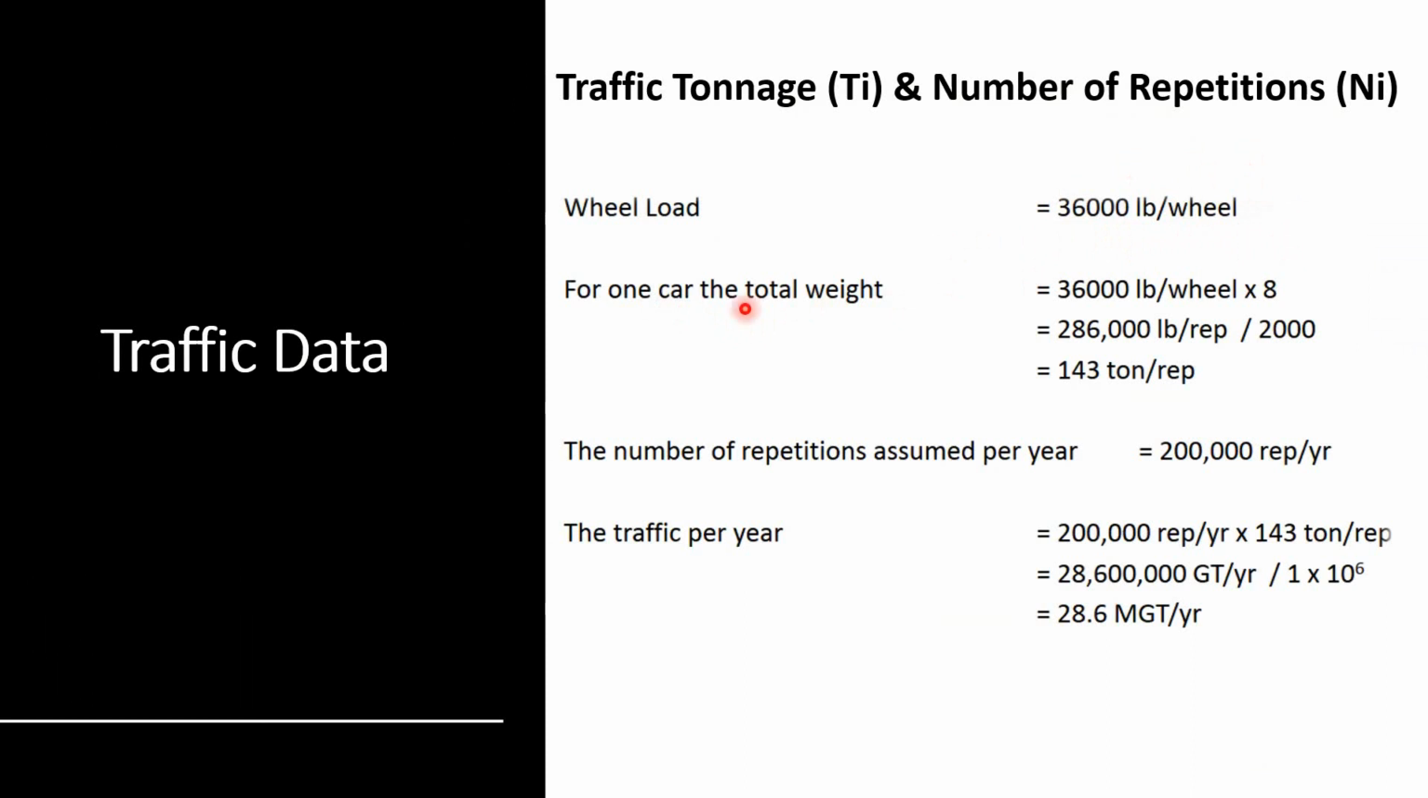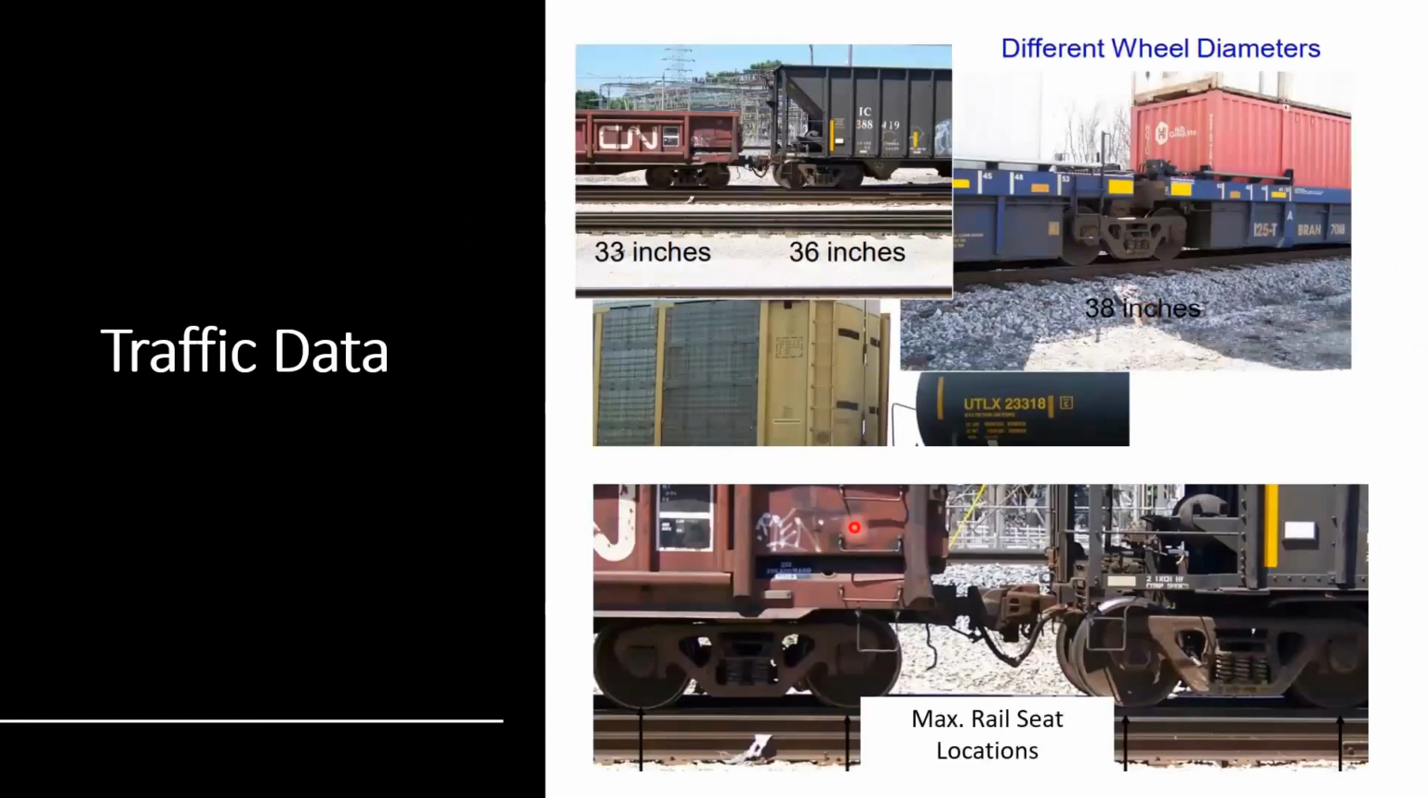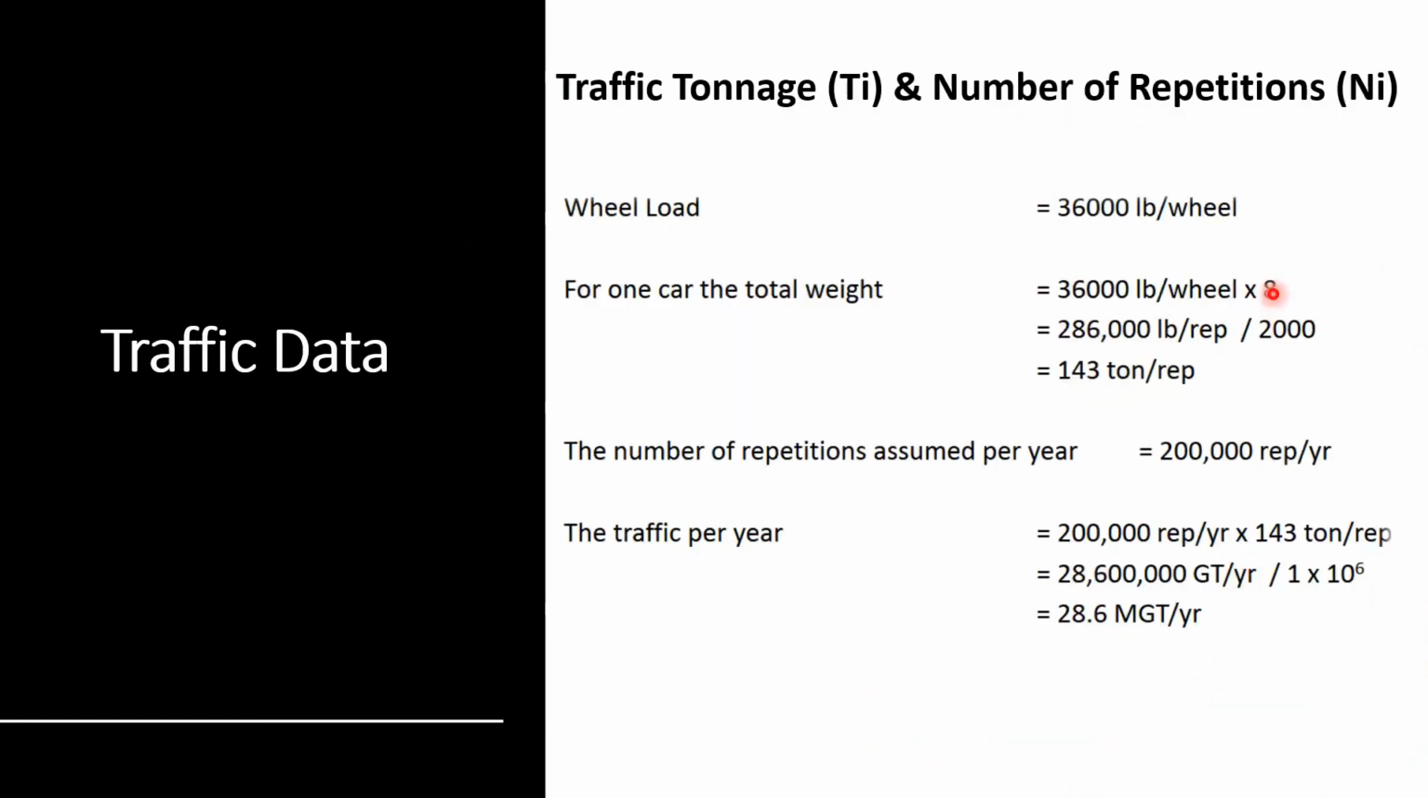And then for one car, you can see that given the critical scenario or the critical simulation of loading on the embankment, you have 1, 2, 3, 4 times 2, we have 8 wheels. So this would be the total load that you have at the critical situation, which is equivalent to 140 ton per rep. The number of repetitions, you can assume, just for simplicity, 200,000.